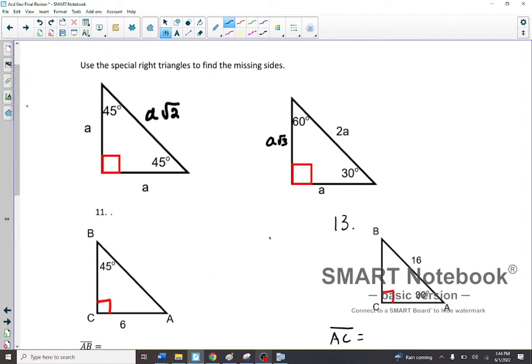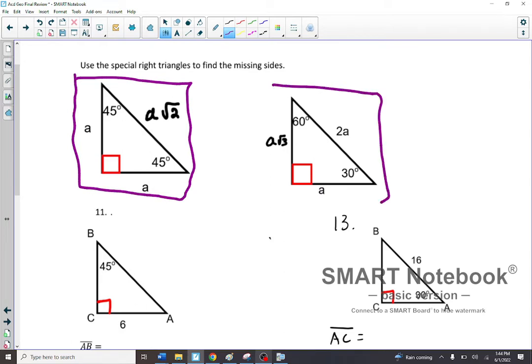All right, you will get these formulas on the test. These are the two formulas you will get on a formula sheet.